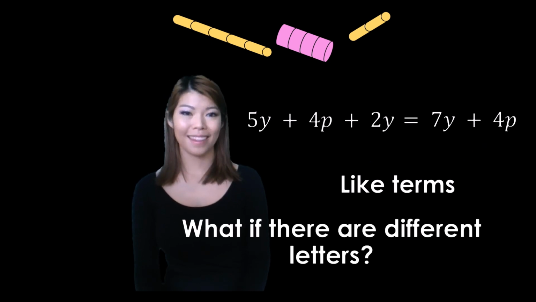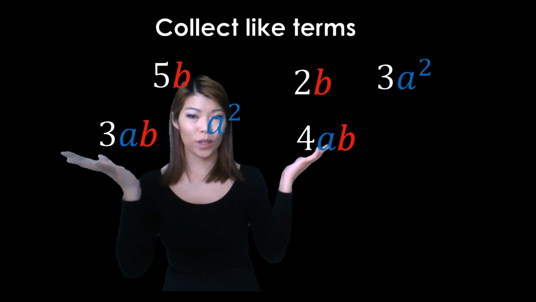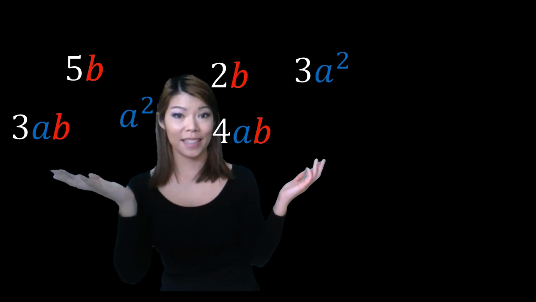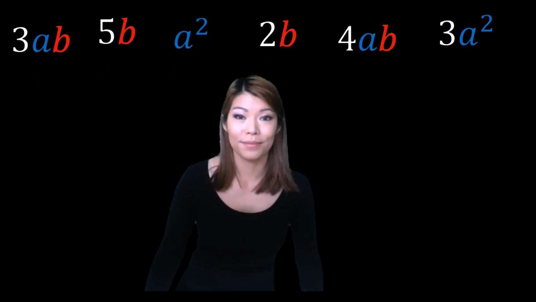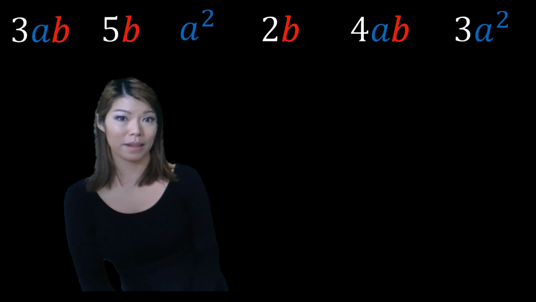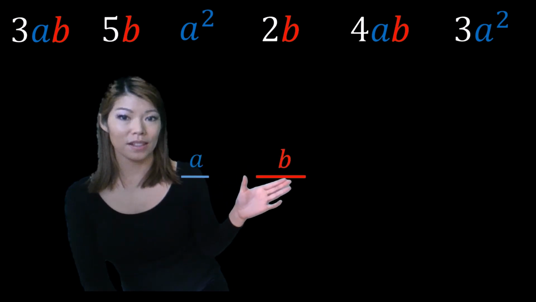What if they're different letters? Let's have a look at all these terms. How do we collect like terms? Let me neaten it up first. Let's try and visualize this. Now there's A's and B's. So let's say A was this value here, this amount here, and B was this amount.